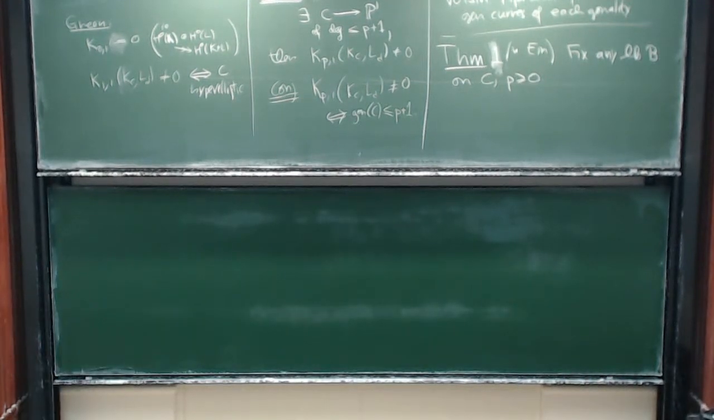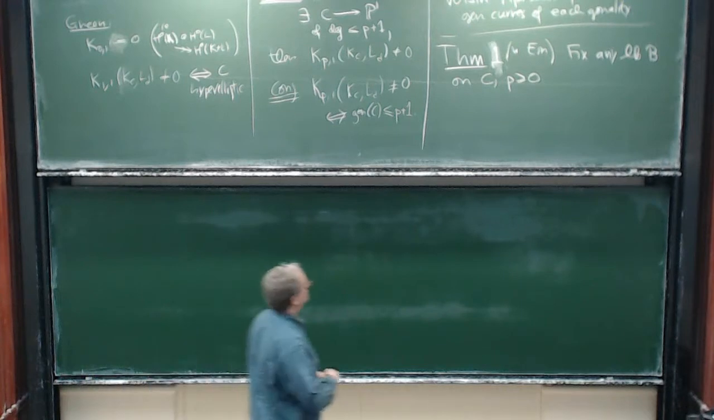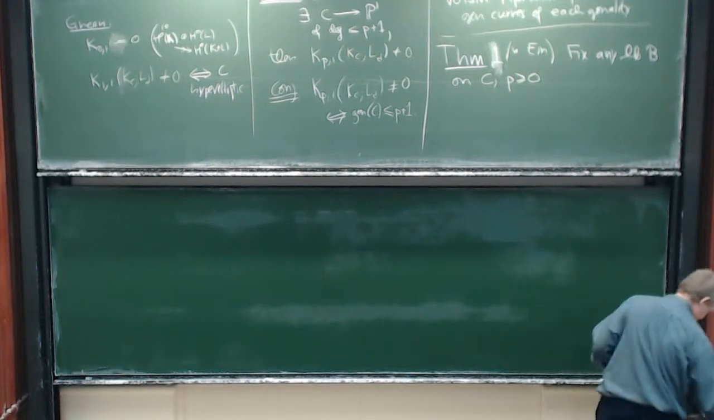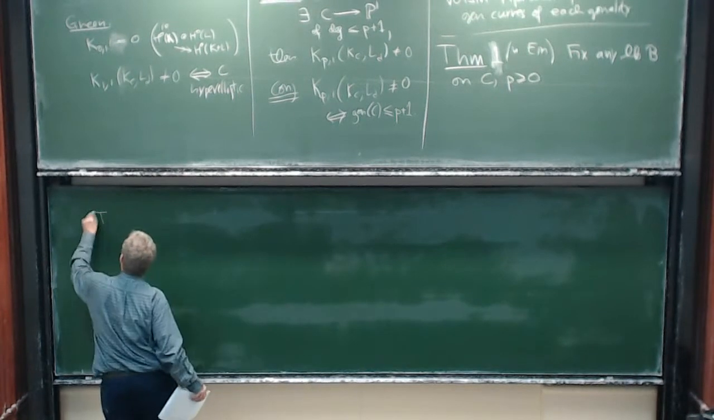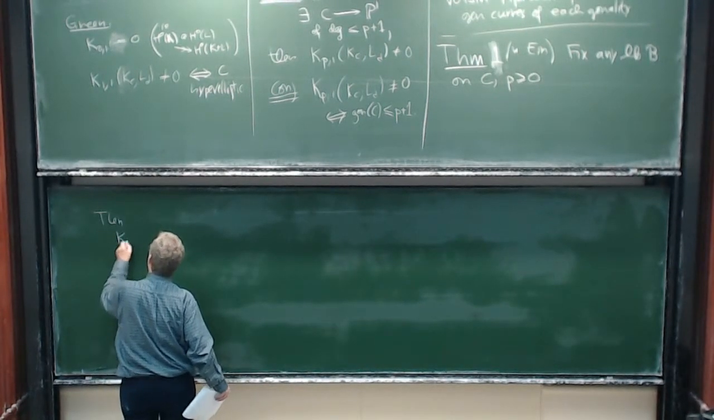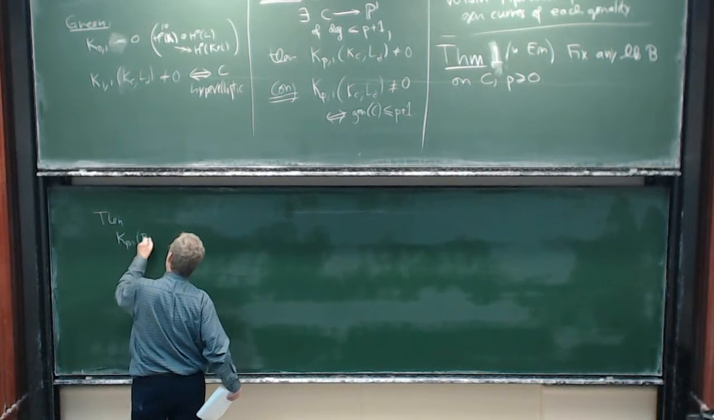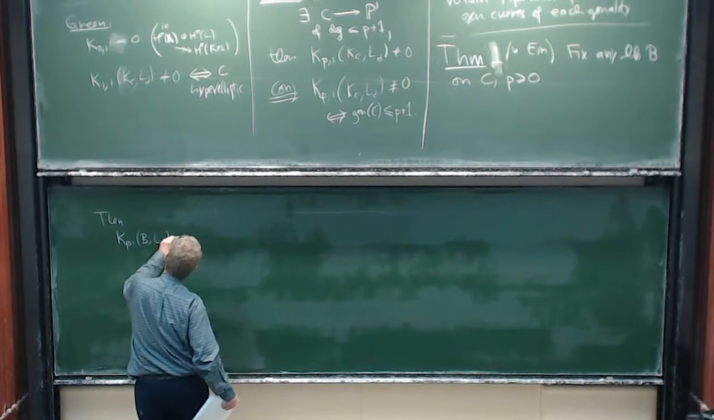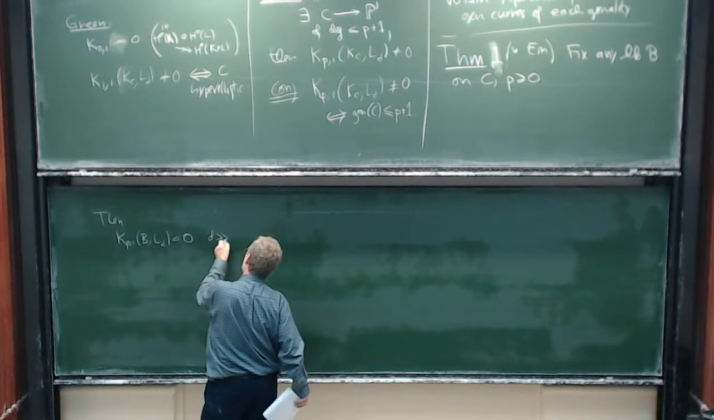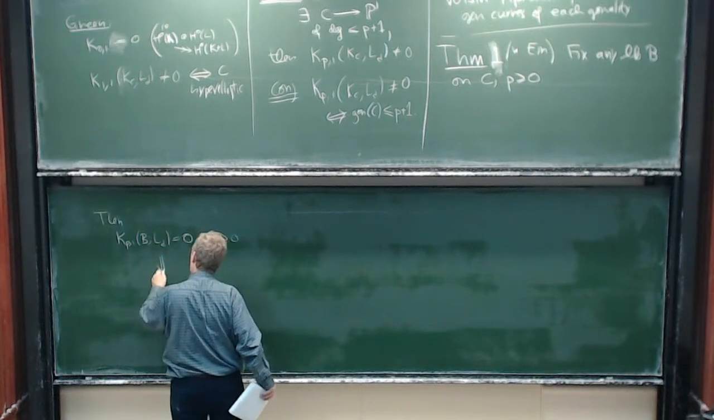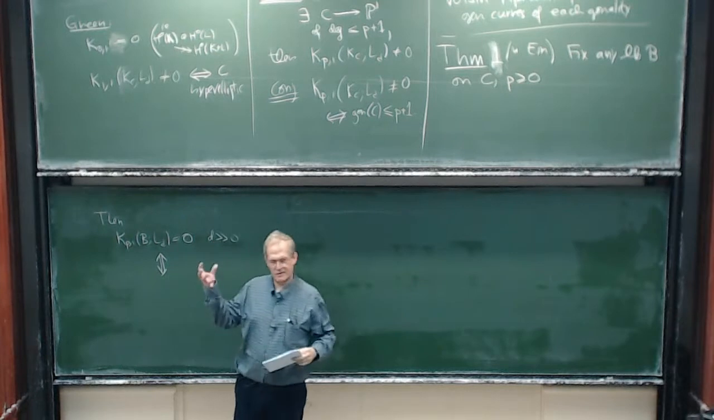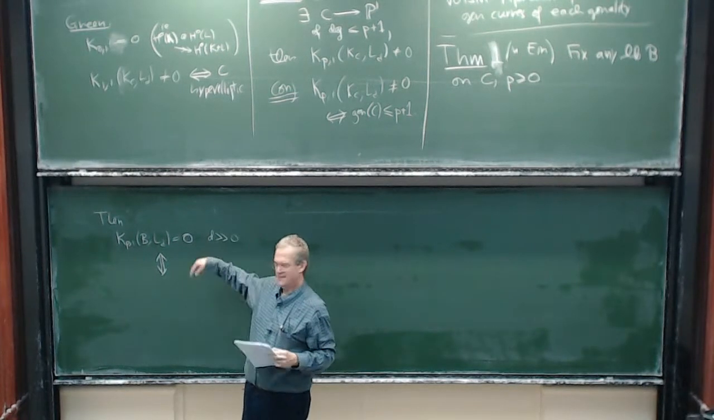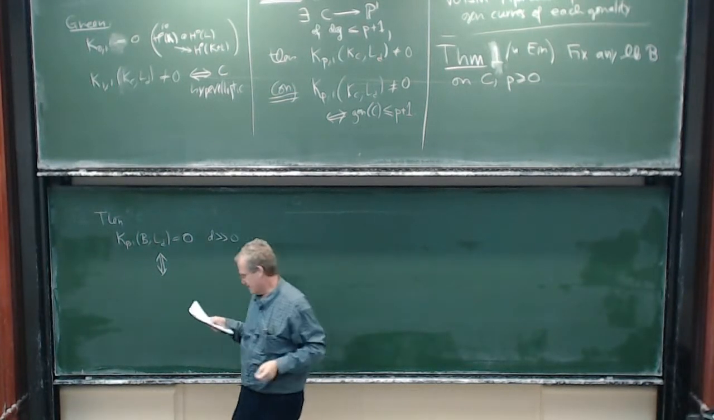So the theorem is that K_{p,1}(B, L_d) is 0 for large d if and only if the condition holds: if you take any divisor of degree p plus 1 on the curve, it should impose independent conditions on sections of B.